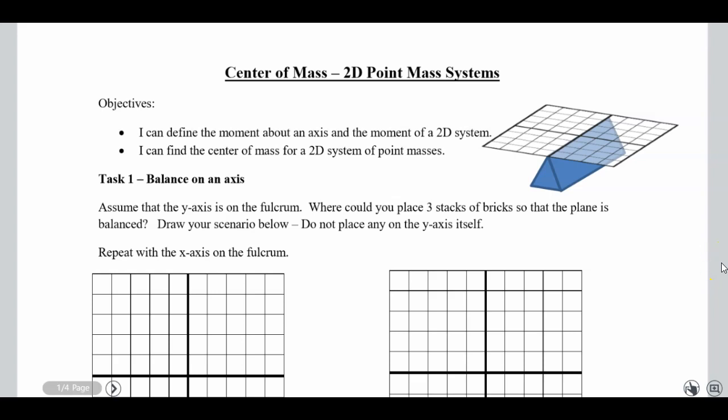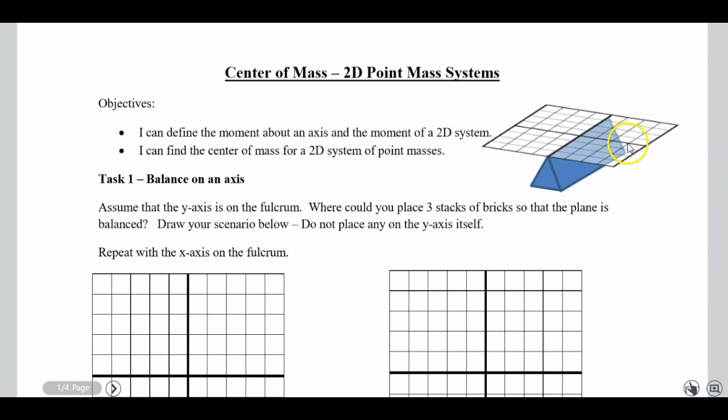Hey everyone, welcome to my video on center of mass with 2D point mass systems, and we're going to be looking at 2D point masses as well as composite shapes in this video. So the first thing I want to do is just remind you of what we did with 1D.